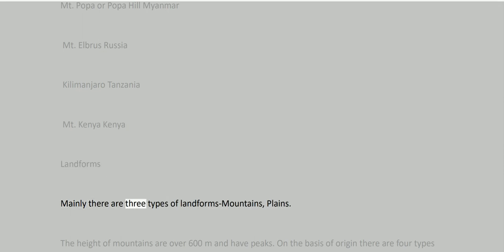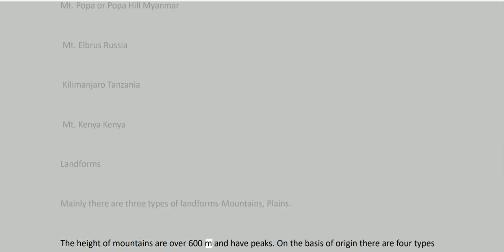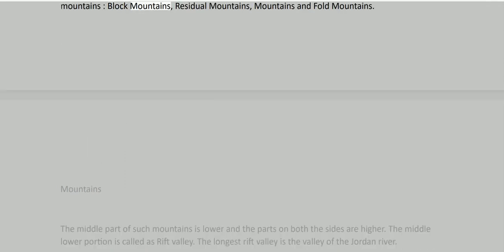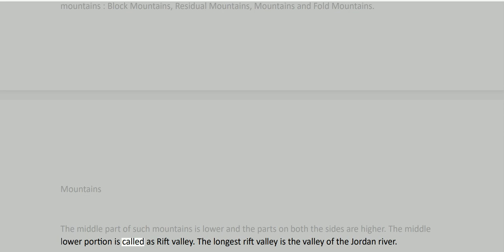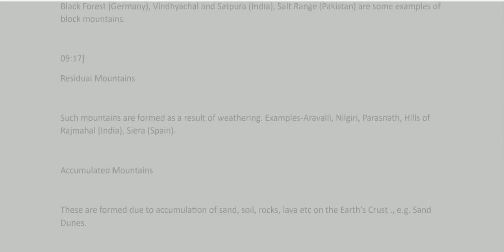Landforms. Mainly there are 3 types of landforms: mountains, plateaus, and plains. The height of mountains is over 600 m and they have peaks. On the basis of origin there are 4 types: block mountains, residual mountains, accumulated mountains, and fold mountains. Block mountains: the middle part of such mountains is lower and the parts on both sides are higher. The middle lower portion is called a Rift Valley. The longest rift valley is the valley of the Jordan River. Black Forest, Germany; Vindhyachal and Satpura, India; Salt Range, Pakistan, are some examples of block mountains.